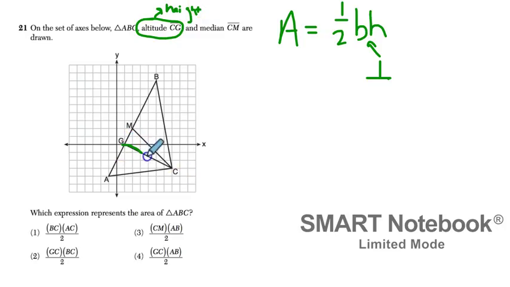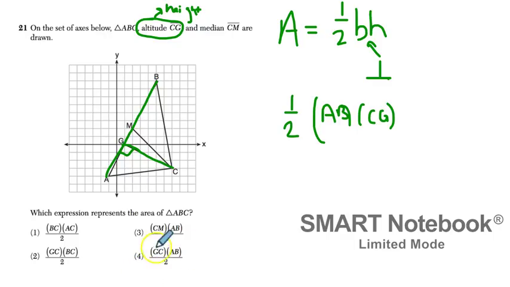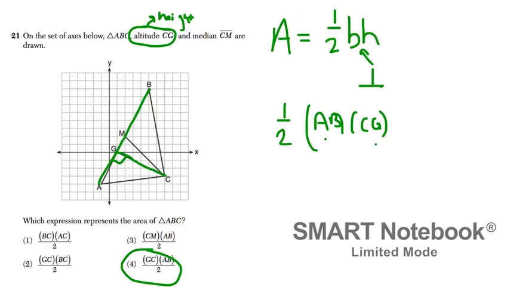So if this is an altitude, I already know that it's perpendicular, because an altitude is a height. Altitude is perpendicular to AB. So I might be able to use AB and CG as my lengths. And then I know that's 1/2. Cool, that's the same thing as answer choice 4. I'm multiplying AB times CG, and I'm multiplying by 1/2, which is the same as dividing by 2. So 4 is the correct answer.